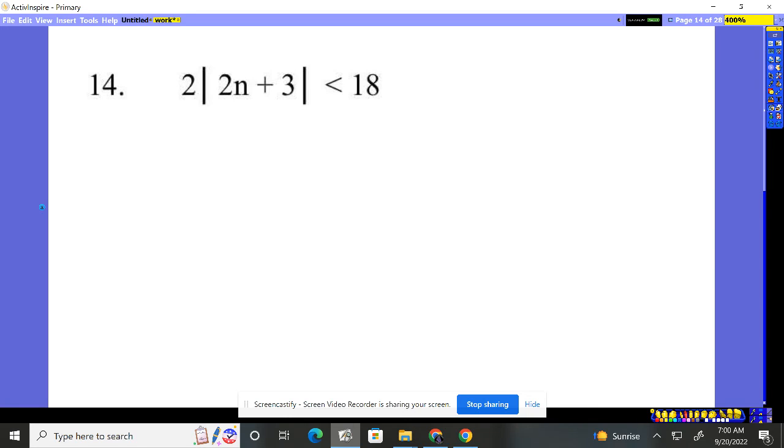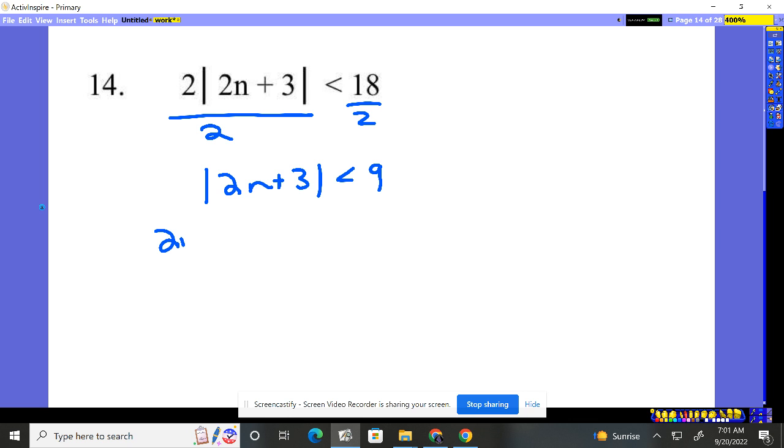Number 14, we have an absolute value, but we must isolate that absolute value first. So the first thing we're going to do is divide by 2 on both sides. That now isolates the absolute value of 2n plus 3 less than 9. So it isolates it. Now we can deal with it. We're going to deal with the positive piece as we always do, and then the negative piece, the opposite of that piece.